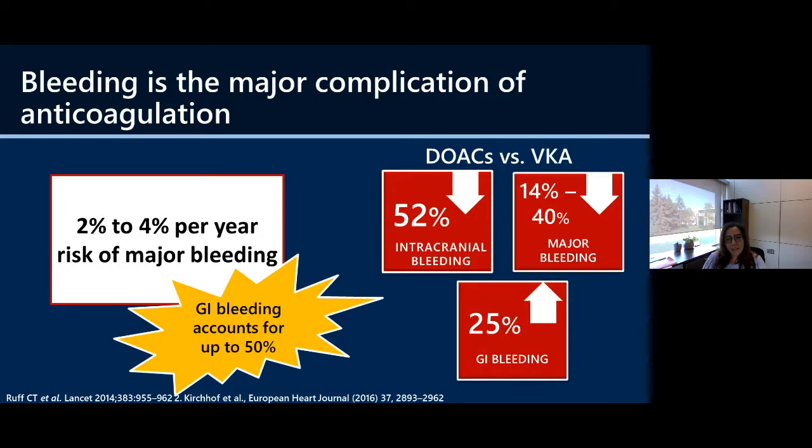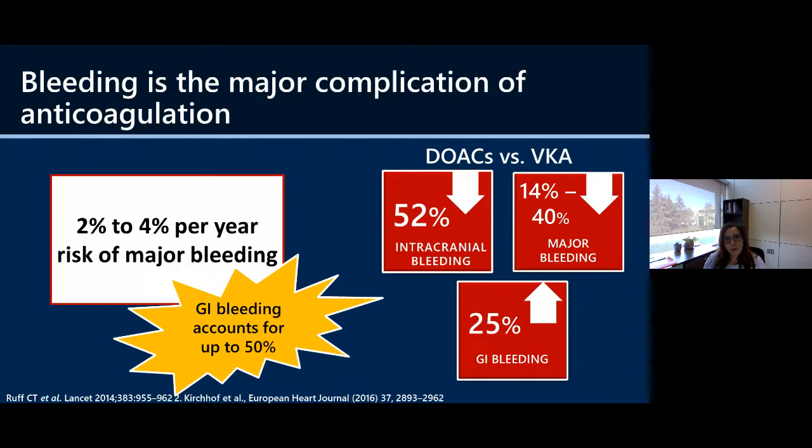And even with the DOACs, patients still experience a risk of major bleeding of about 2 to 4% per year. And of those bleeds, GI bleeding is the single most common site, accounting for up to 50%. My interest in research, and I'll talk about that in some later slides, is around GI bleeding. I think it's often perhaps under-recognized or underappreciated as a major source of morbidity and mortality. So I'd like to emphasize that really the majority of bleeds that we see are GI in nature.